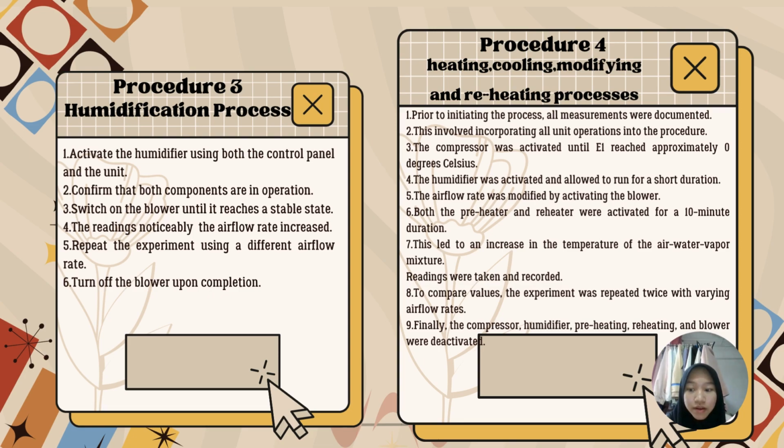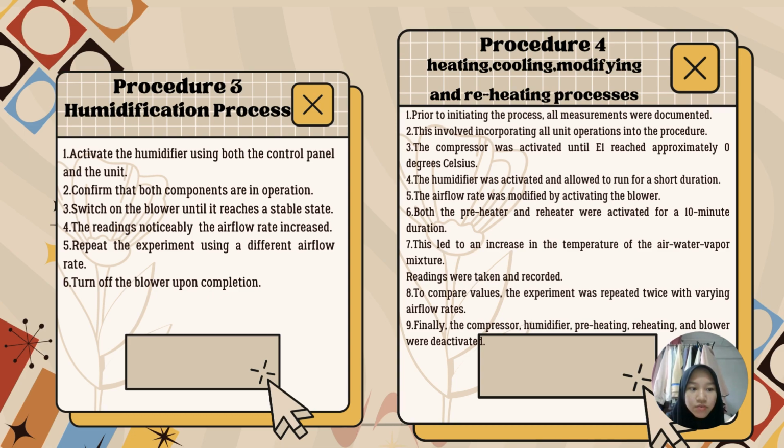Next are procedures 3 and 4. Procedure 3 is the humidification process: activate the humidifier using both the control panel and unit. Confirm that both components are in operation. Switch on the blower until it reaches a stable state. The readings noticeably rose as the airflow rate increased. Repeat the experiment with a different airflow rate. Turn off the blower upon completion.